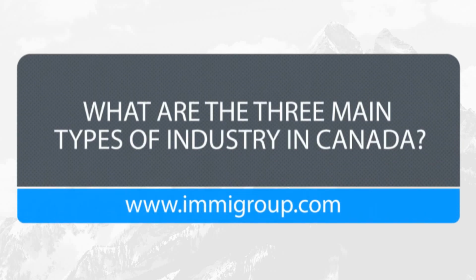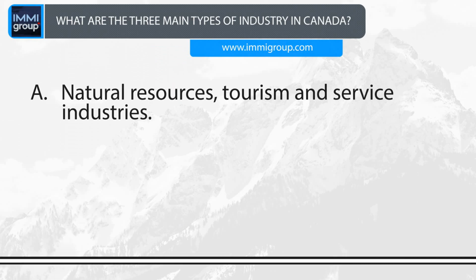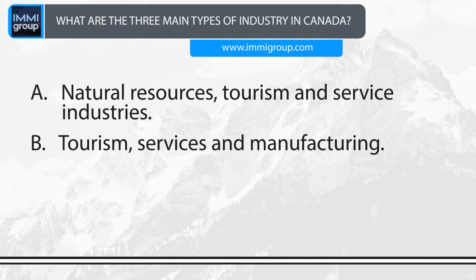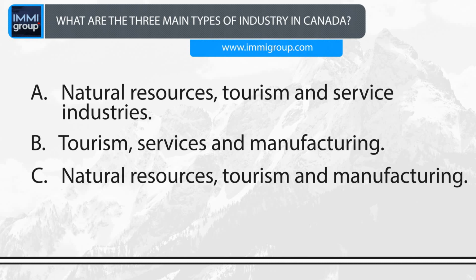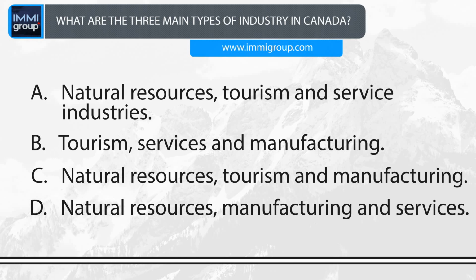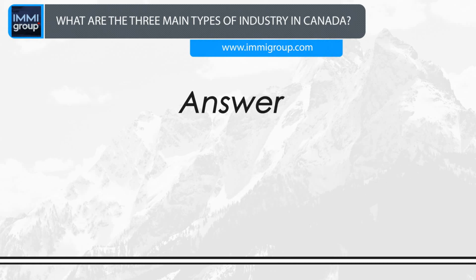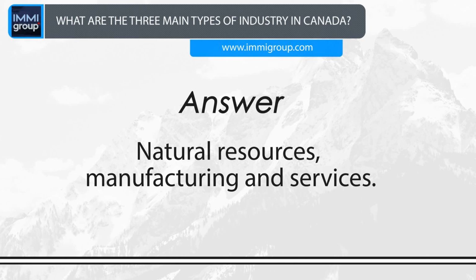What are the three main types of industry in Canada? A. Natural resources, tourism, and service industries. B. Tourism, services, and manufacturing. C. Natural resources, tourism, and manufacturing. D. Natural resources, manufacturing, and services. Answer: Natural resources, manufacturing, and services.